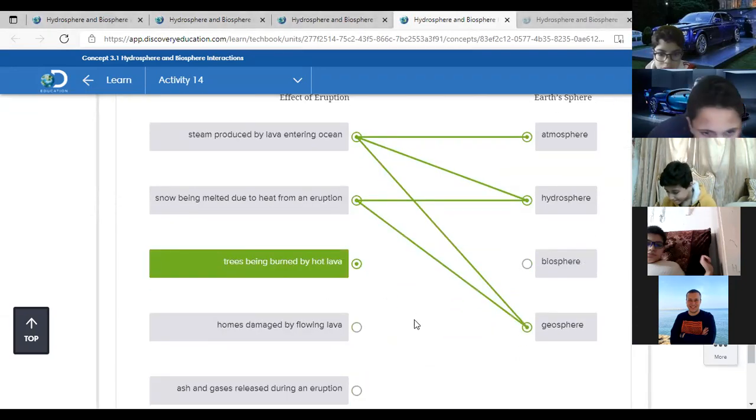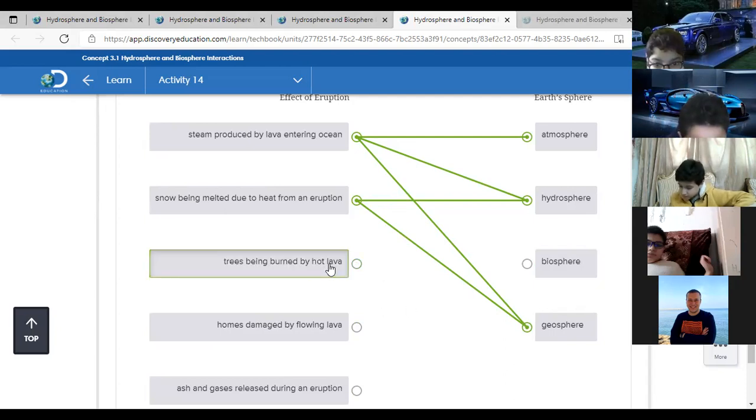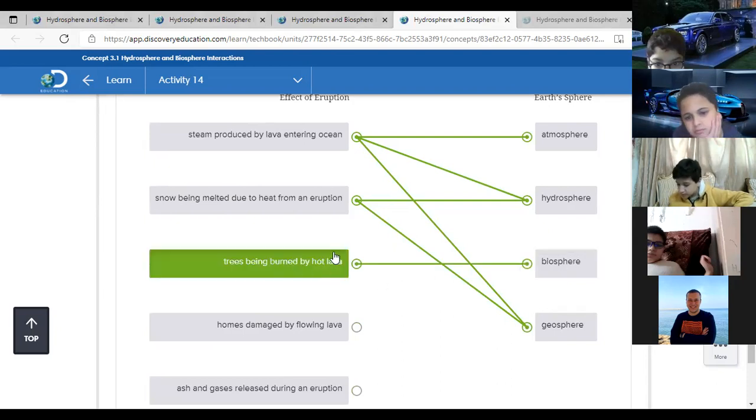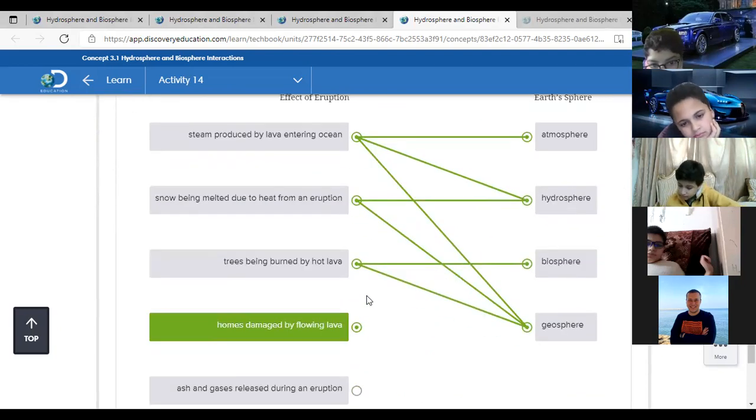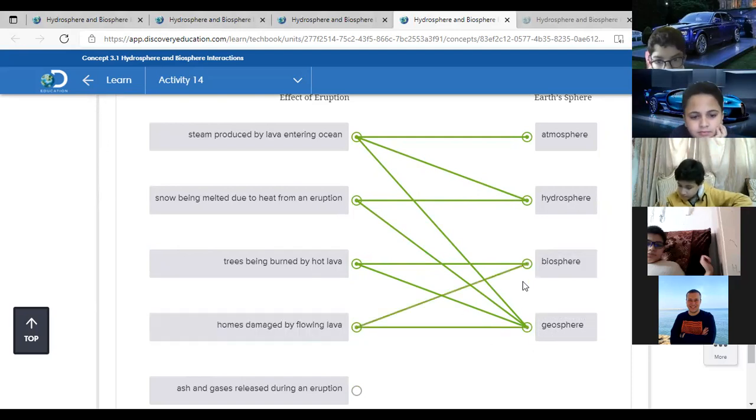Trees being burned by hot lava. Atmosphere. Why atmosphere? Trees, so this is a living thing. So the biosphere, the hot lava, this is melted rocks, so geosphere as well. What about the homes damaged by flowing lava? Thank you, Hassan. Mustafa, homes damaged by flowing lava. Geosphere and biosphere because it will affect the people.